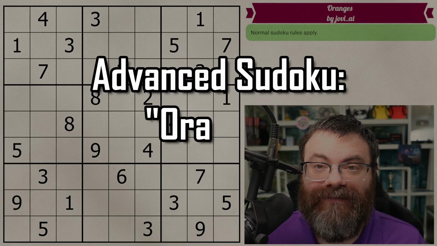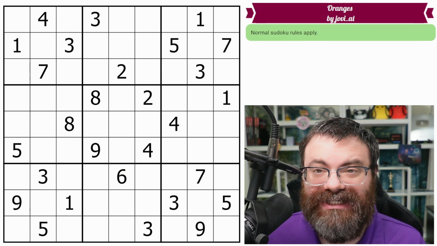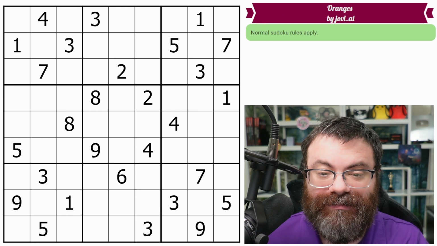Hello, let's continue our advanced Sudoku series with Oranges by Jovial. This is puzzle number 6 of chapter 2 of the Sudokult Gospel document, which you can find in the description.